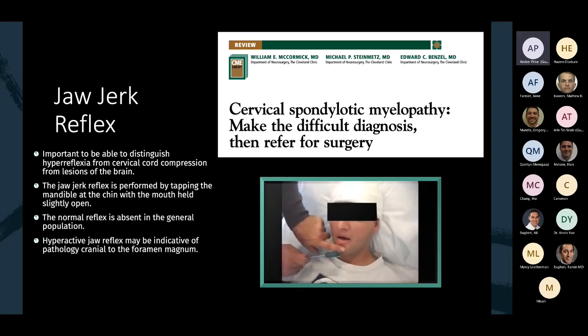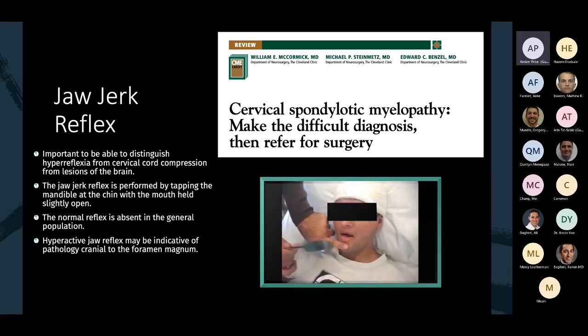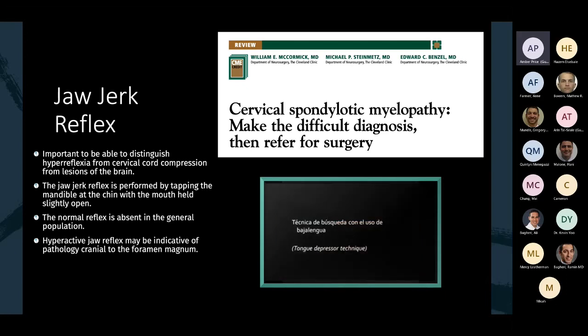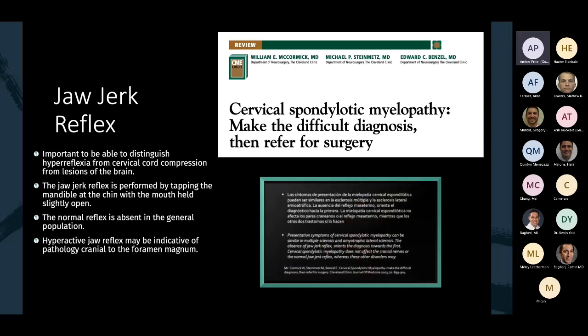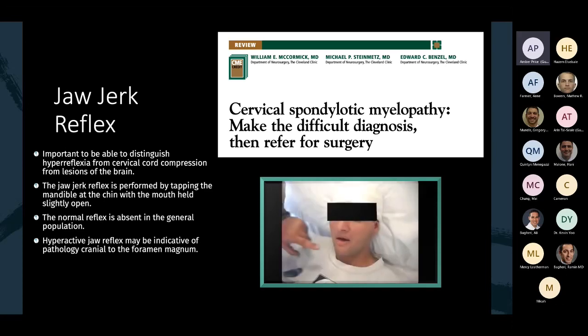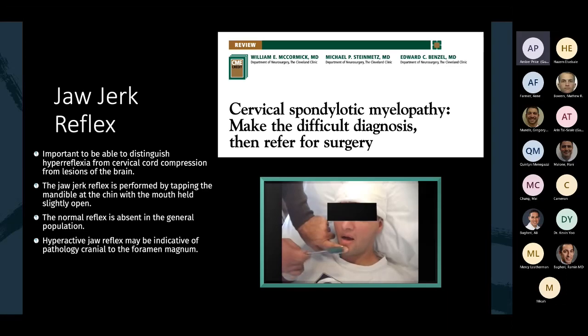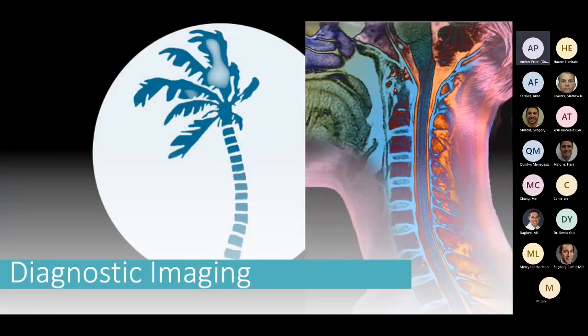It can also be hard to differentiate patients who may have more upper tract issues above the foramen magnum. Examples they gave in this paper included MS or different types of brain tumors. And one way to differentiate these from cervical myelopathy is to perform the jaw jerk reflex, which is basically a hyperactive reflex that indicates pathology that is cranial to the foramen magnum.